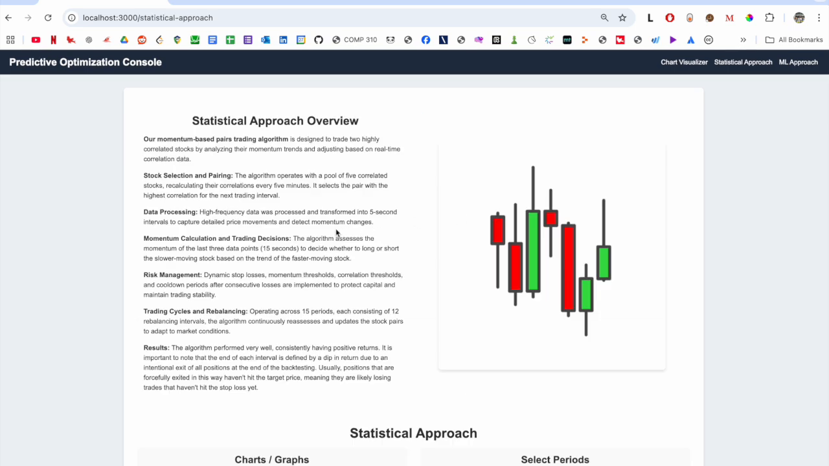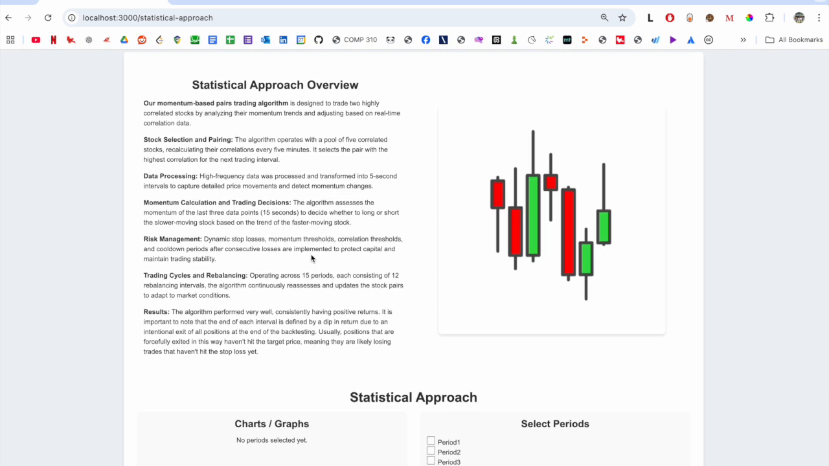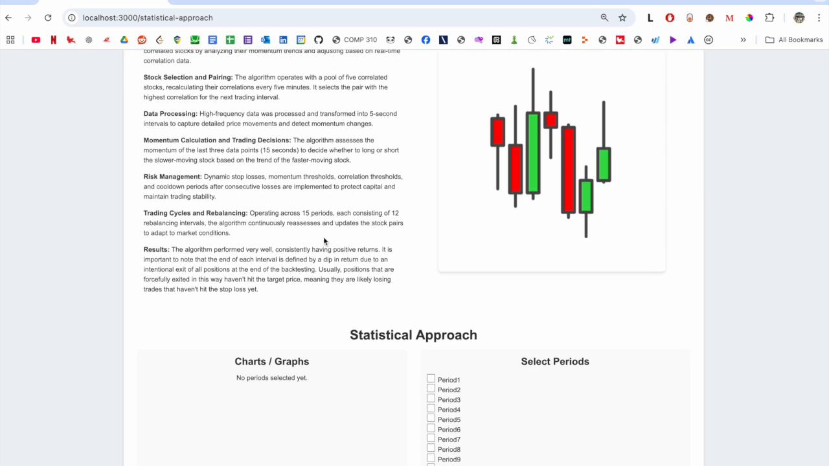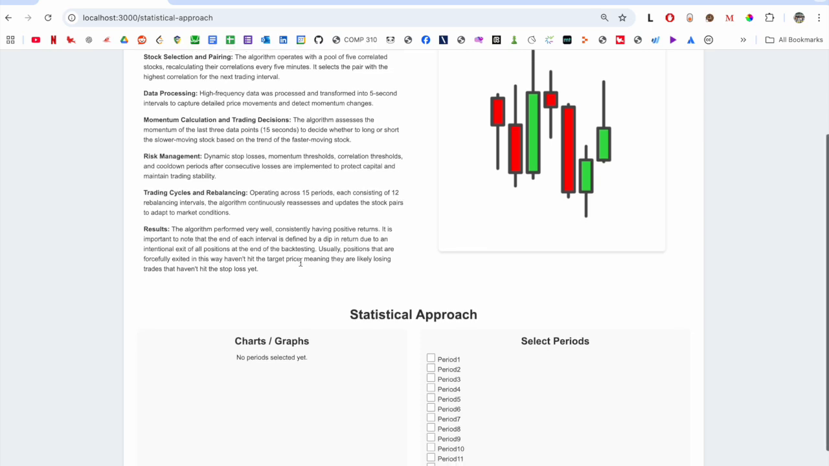The statistical approach is a momentum-based pairs trading algorithm, which basically longs or shorts the slower stock based on the trend of the faster stock. This was done for 5-minute intervals, so using the correlation of 5 minutes and trading on the next 5 minutes, ensuring there's no look-ahead bias. And this was done 12 times for the entire 60-minute hour interval that we have.